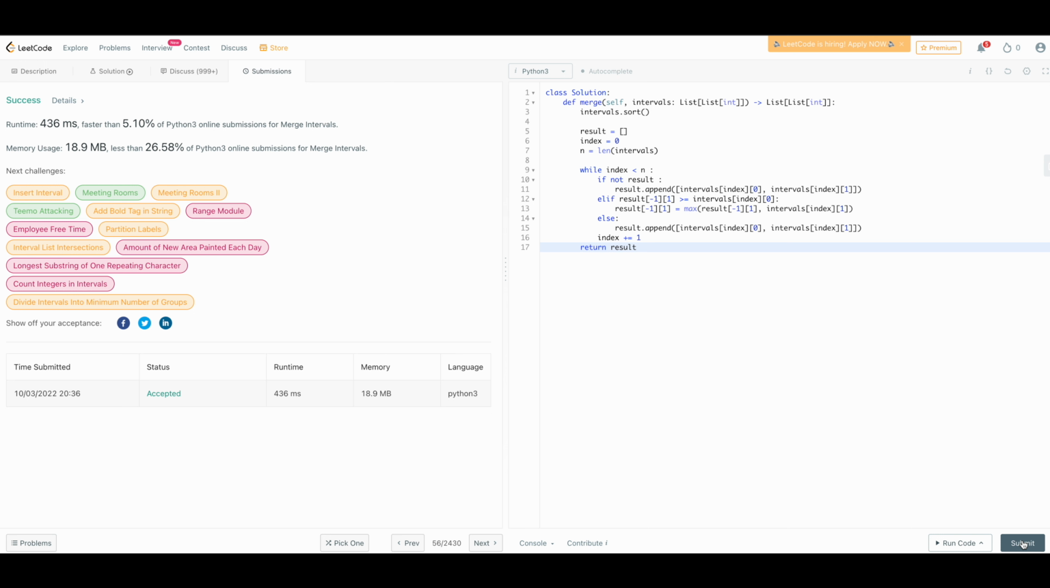So that's for this problem. I will try some of these problems. I remember some of these problems were very interesting, so I can do that. In the next video, I will pick some problem from the greedy approach.